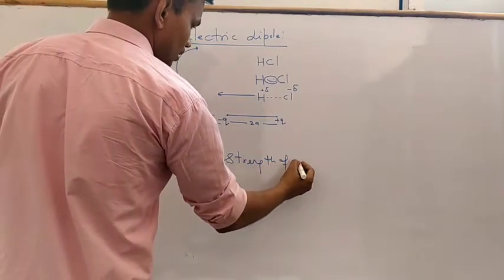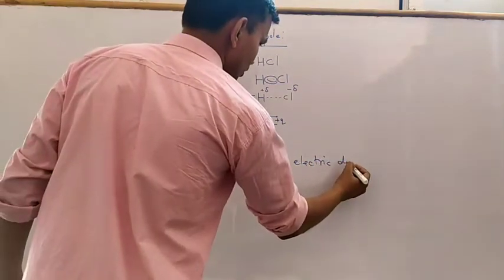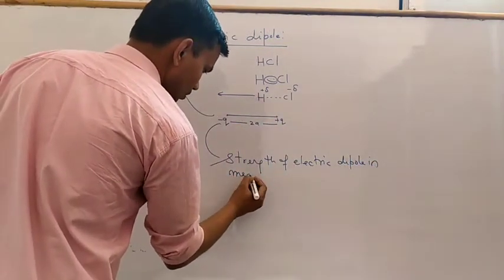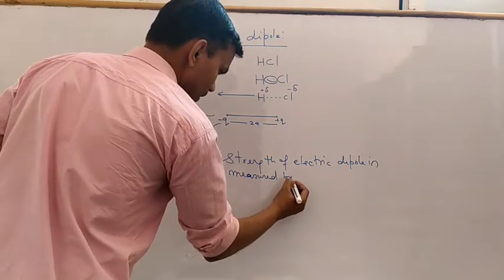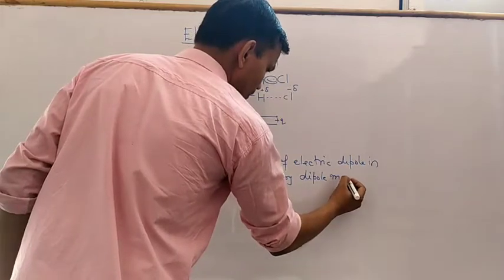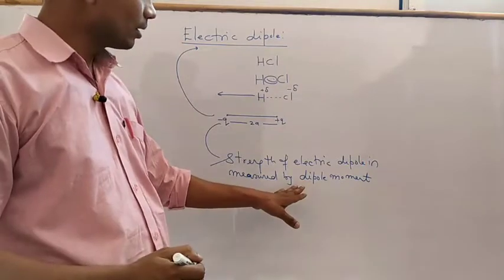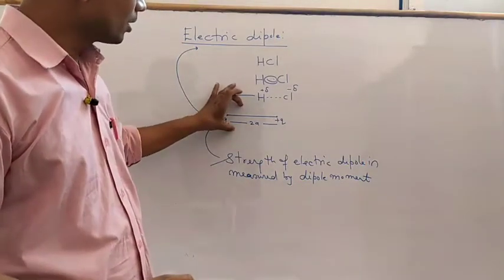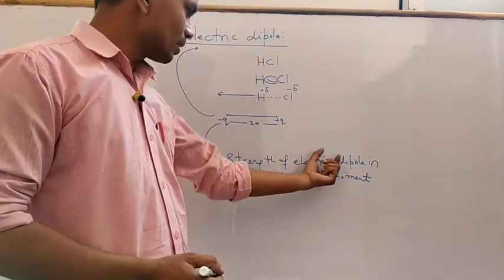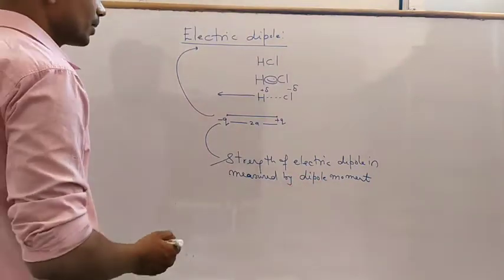The strength of an electric dipole is measured by dipole moment. So if you see the new word that we have written, this is your electric dipole, and when you measure the strength of the electric dipole, it is measured by dipole moment. So what is the meaning of dipole moment?